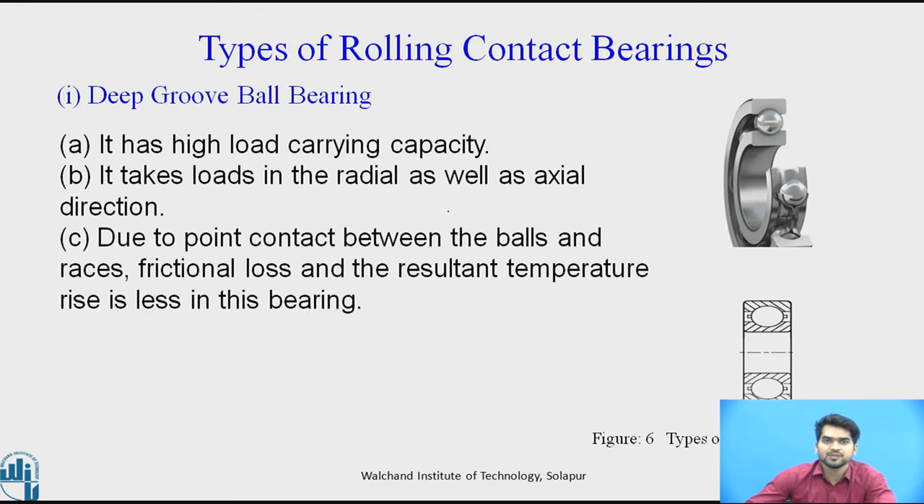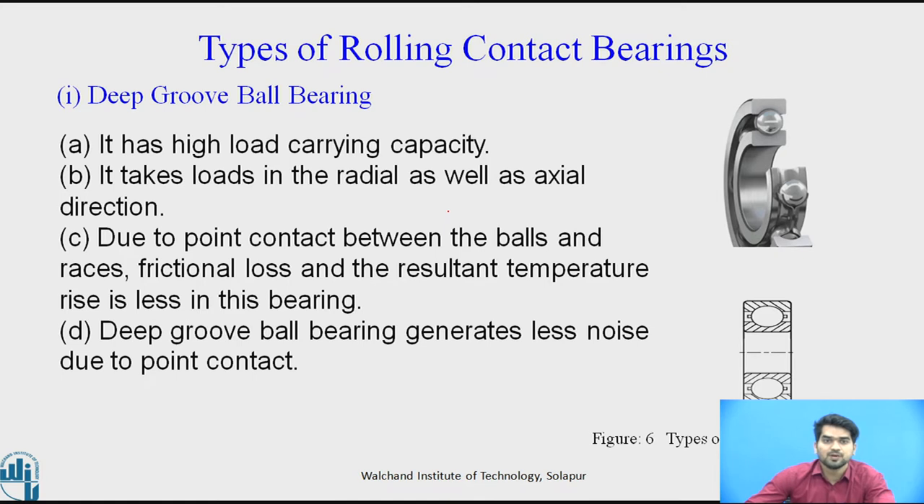Due to the point contact between the ball and the race, the frictional losses and the resulting temperature rise are less in this bearing. As we discussed in the previous slide, the resultant temperature rise is less in the deep groove ball bearing because there is a point contact, as compared to the roller bearing. The deep groove ball bearing also generates less noise due to the point contact. Here only the point contact is there, so it generates less noise.